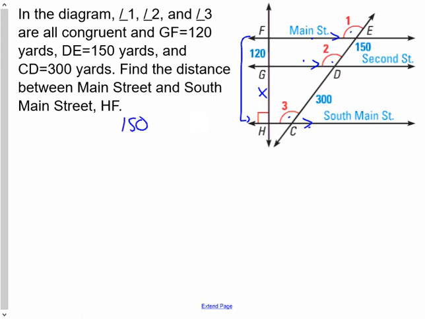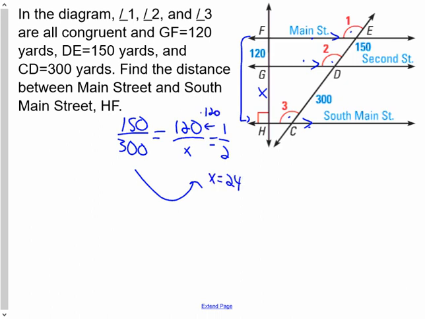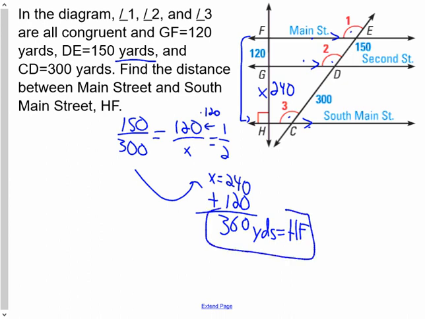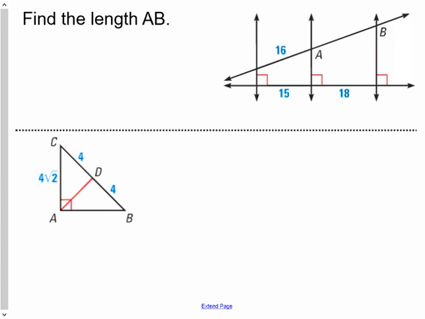So 150 to 300 equals 120 to x. Real easy math here because this is literally equal to half. So times 120 is our rule, and I get x is 240. However, x is not our answer, right? Our answer is 240 plus that 120, giving me 360. And again, what are we looking at? Distance is yards. So 360 yards is HF. Same idea with this one. Go ahead, try it out.